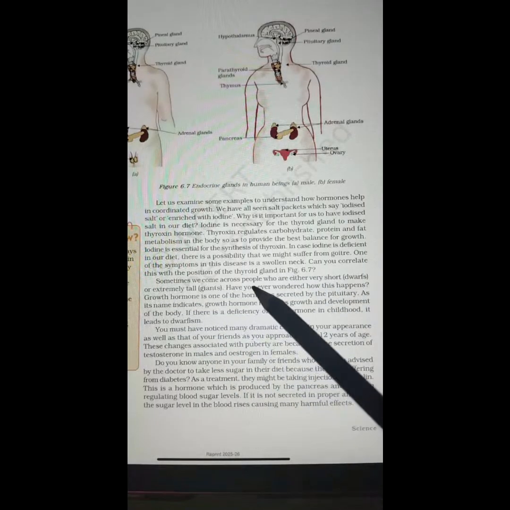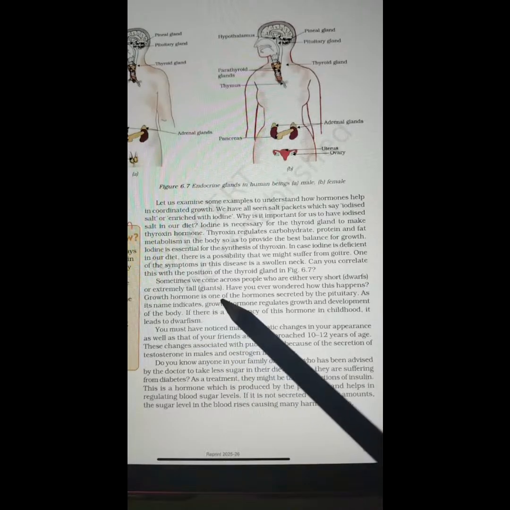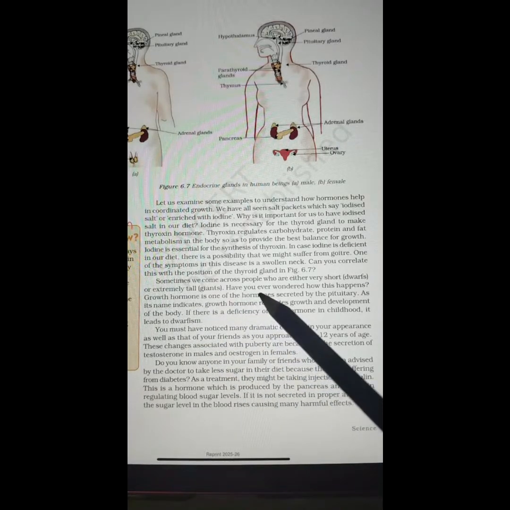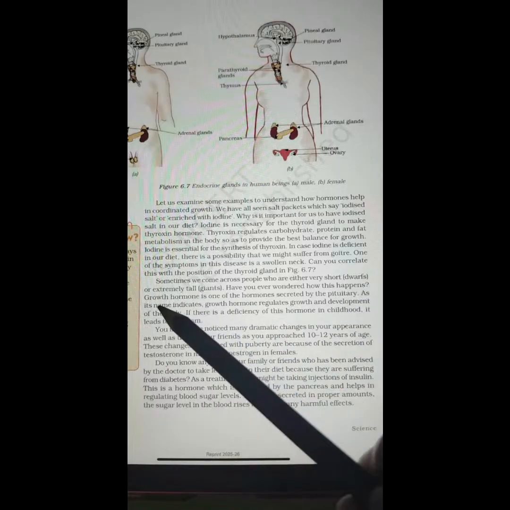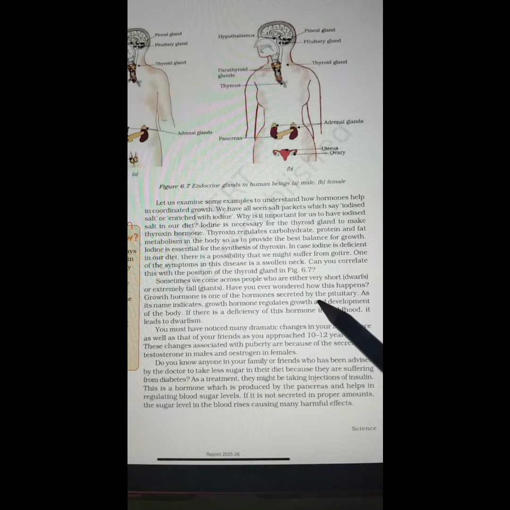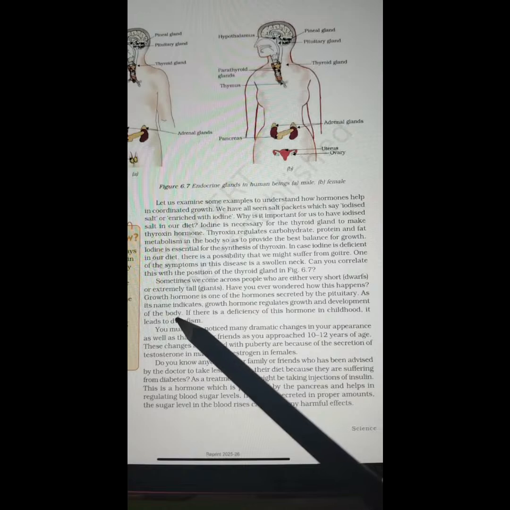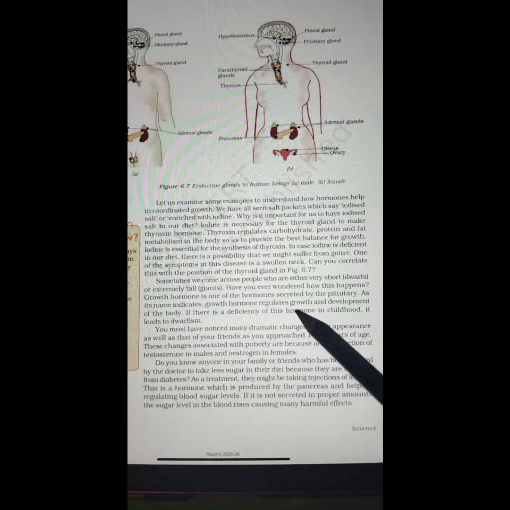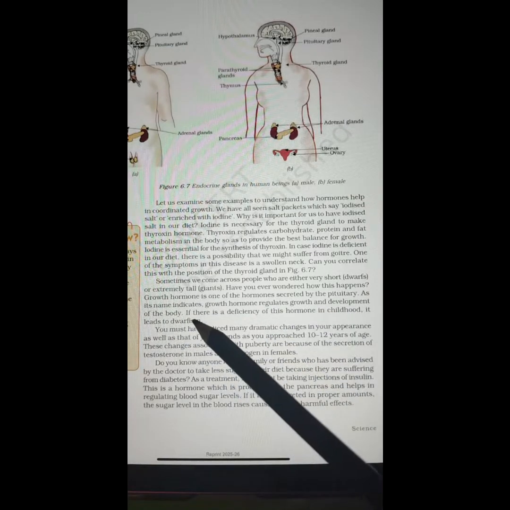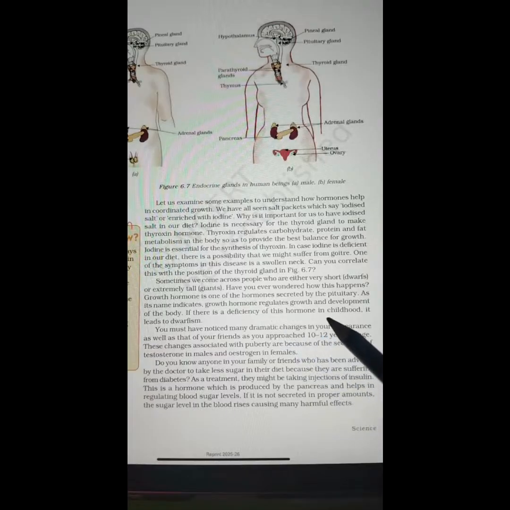Sometimes we come across people who are either very short dwarfs or extremely tall giants, as Khali is. Have you ever wondered how this happens? Growth hormone is one of the hormones secreted by the pituitary. As its name indicates, growth hormone regulates growth and development of the body. If there is a deficiency of this hormone in childhood, it leads to dwarfism.